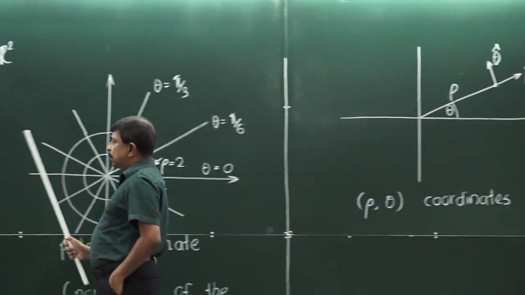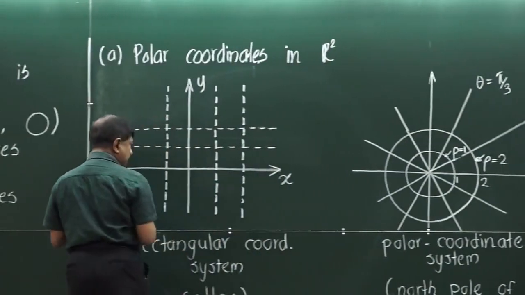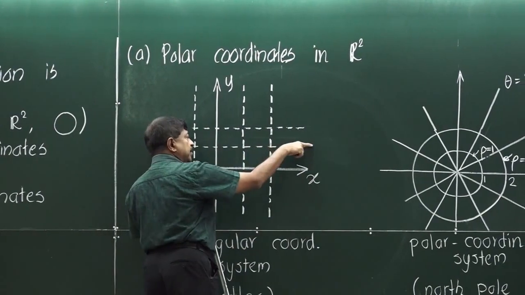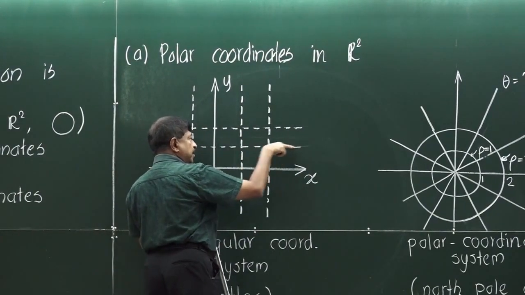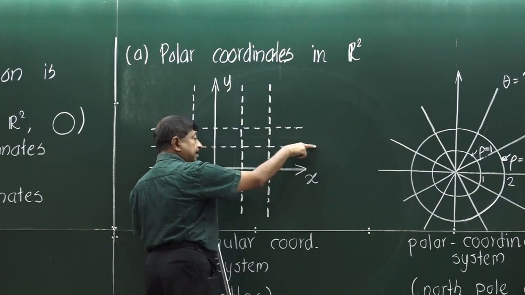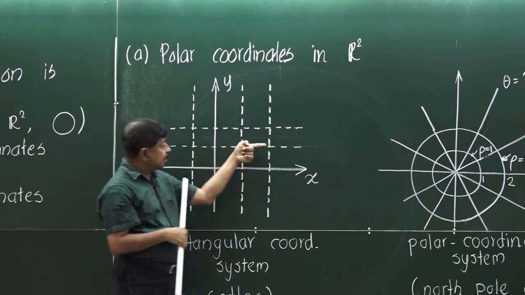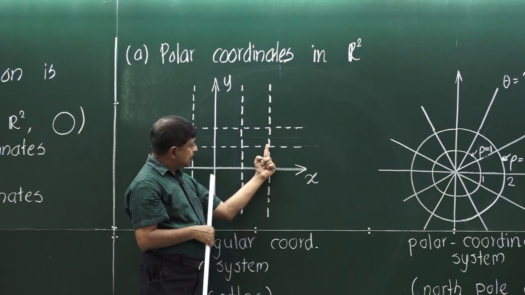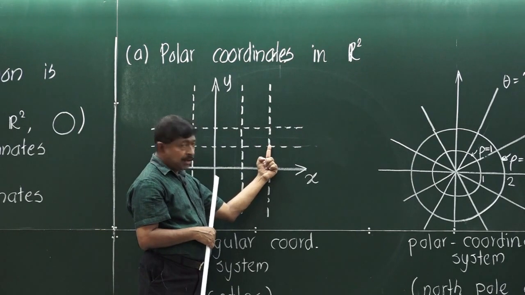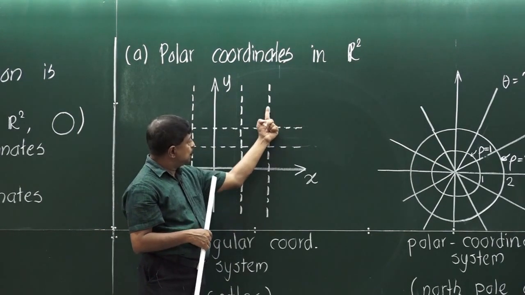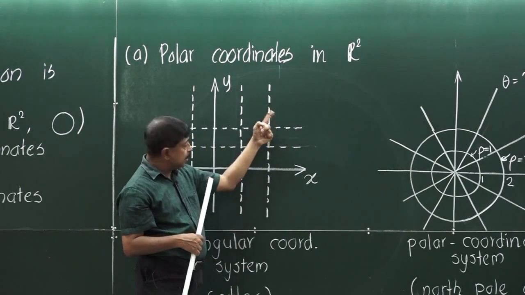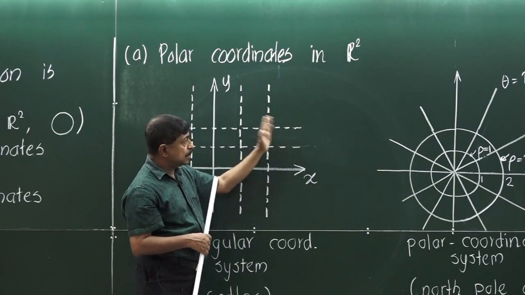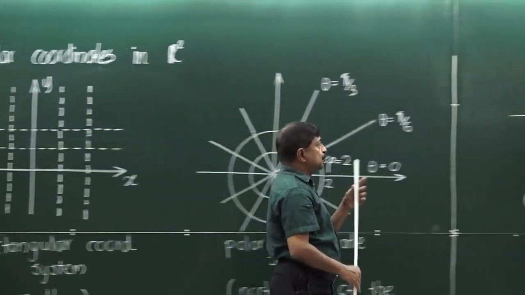Again, if you come back to the rectangular coordinate system, if you move this way, without changing y, you change x. That's the direction of the vector i. On the other hand, without changing x, if you want to change y, then you have to move along this direction. That's the vector j. You can see this vector i and this vector j are mutually perpendicular. Here also they are mutually perpendicular.